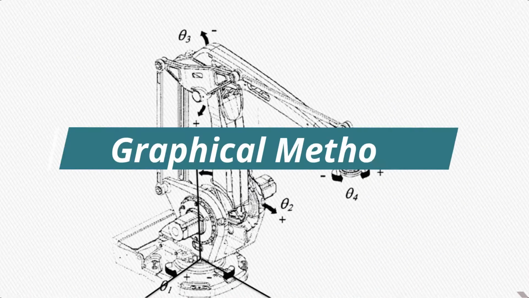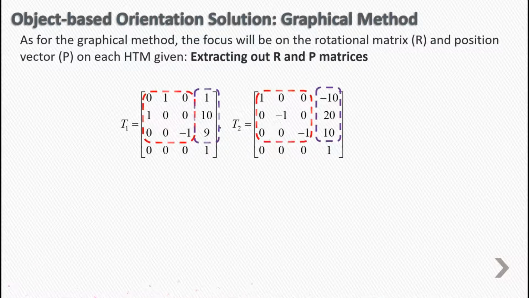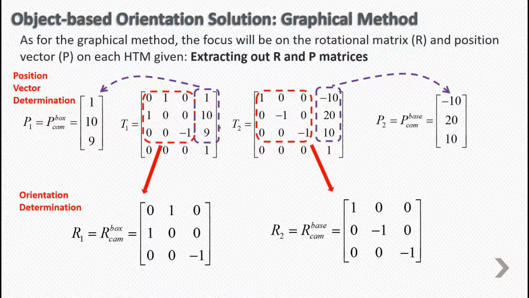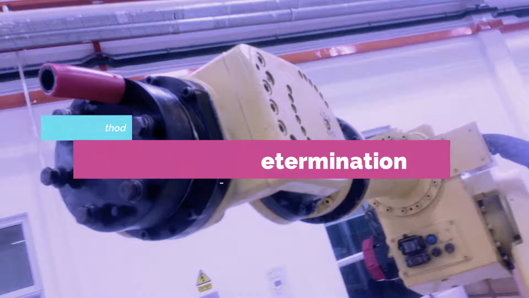So how about the graphical method? In the graphical method we need to extract the orientation matrix and the position vector in each HTM given. For our case, T1 is cam to box, and T2 is cam to base. In this method we have two steps. The first is orientation determination, and the second is position vector determination. We go to the orientation determination first. It's going to be a bit easy at this part.